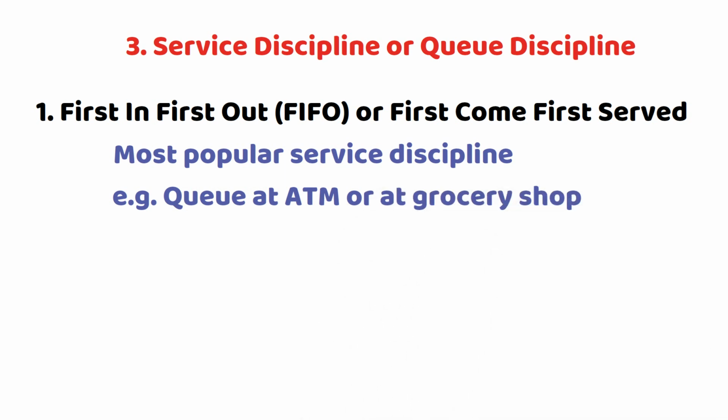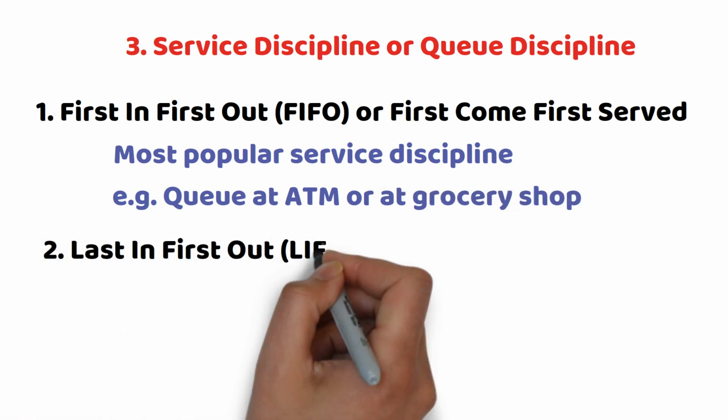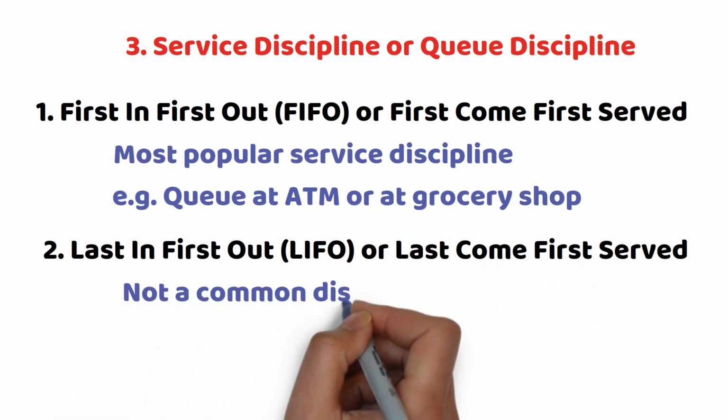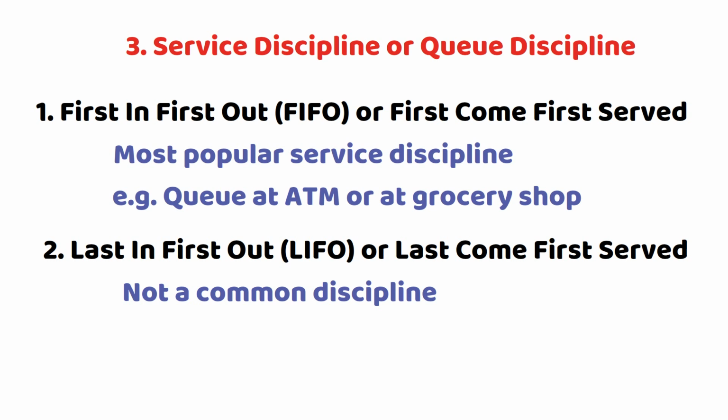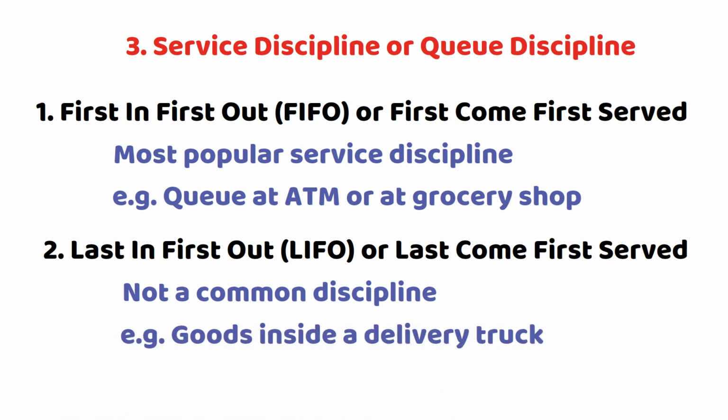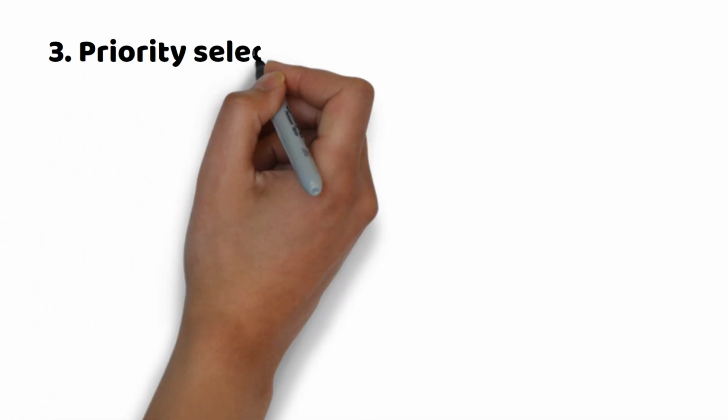Number 2, last in first out or LIFO or last come first served. It is not a common discipline. For example, goods inside a delivery truck are usually arranged such that the first item entering the truck will be delivered last. Number 3, priority selection discipline.